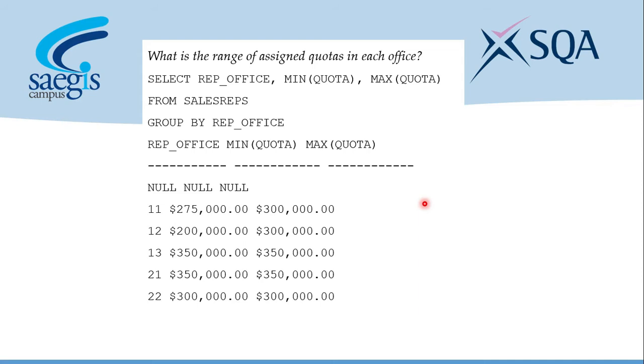Think someone asks to get the range of assigned quotas in each office. What do we need to get the range? Range means the minimum value and the maximum value. So minimum and maximum are also aggregation functions. If we write this query and add group by representative office, again it is going to group the whole table by representative office. Then each group will have the records of each representative office. If we execute min and max, it is going to get the minimum value and maximum value for each group, that means for each representative office. So this will be the result of that.